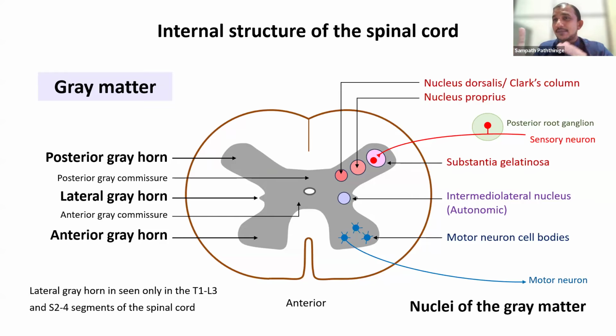There are so many, but I just mentioned a few that are important to describe the different tracts, right? And then I told you the lateral gray horn is the intermediolateral cell column. That is a collection of the autonomic neuron cell bodies. And then the anterior gray horn mainly has the multipolar neurons of the lower motor neurons. So they are generally multipolar type, right? That is where the lower motor neurons begin.